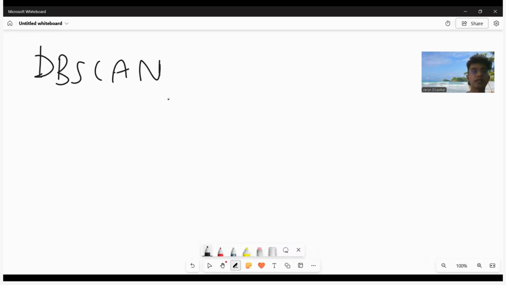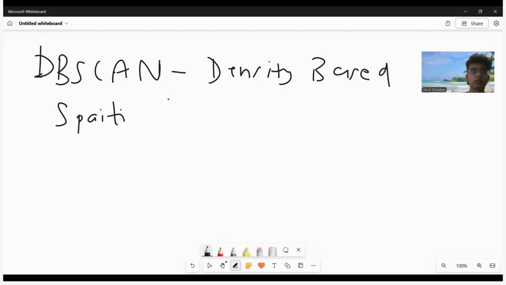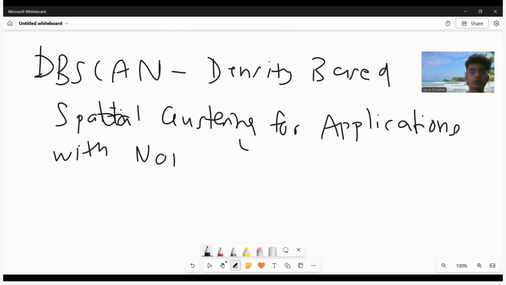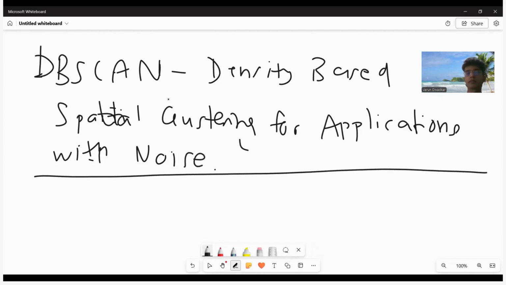So what is DBSCAN? It is the acronym for density-based spatial clustering for applications with noise. Is this clear? DBSCAN.